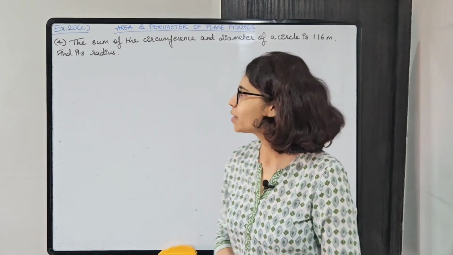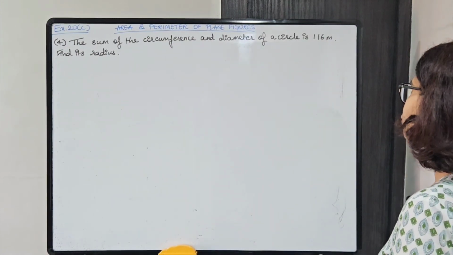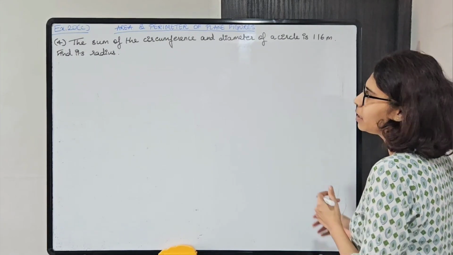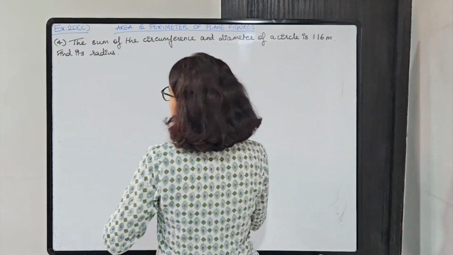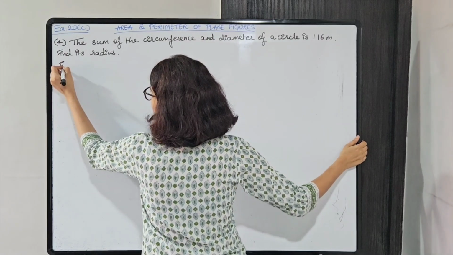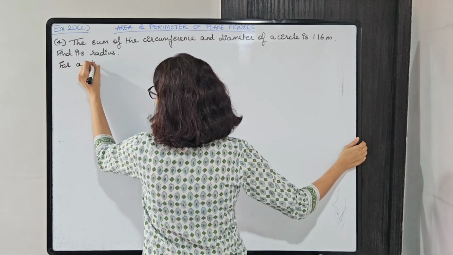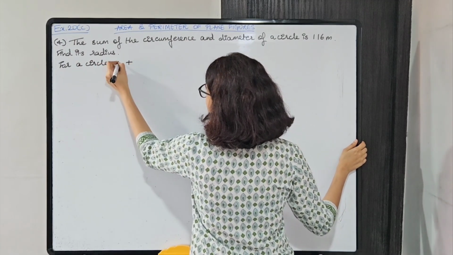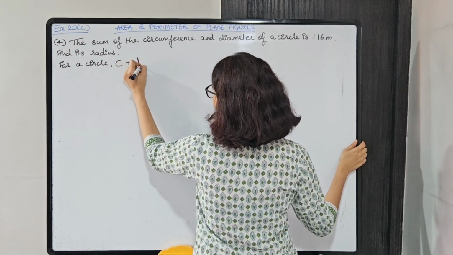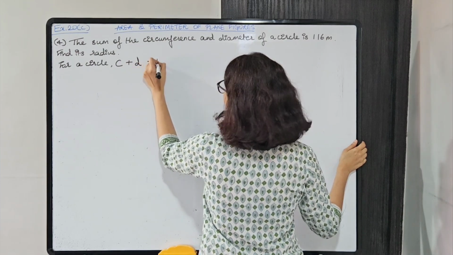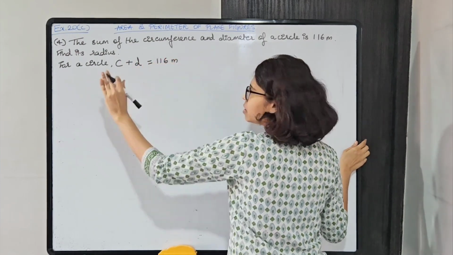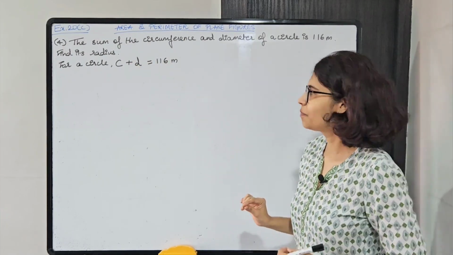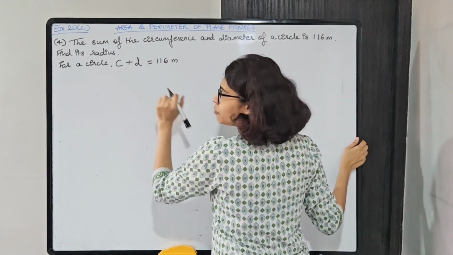क्वेश्चन नंबर 4. The sum of the circumference and diameter of a circle is 116 meter. Find its radius. So for a circle, we are given some condition. We are told that the sum of the circumference and diameter is equal to 116 meter. This is given to us and we need to find out the radius. ये भी बहुत easy है. Diameter and circumference का sum दिया है.